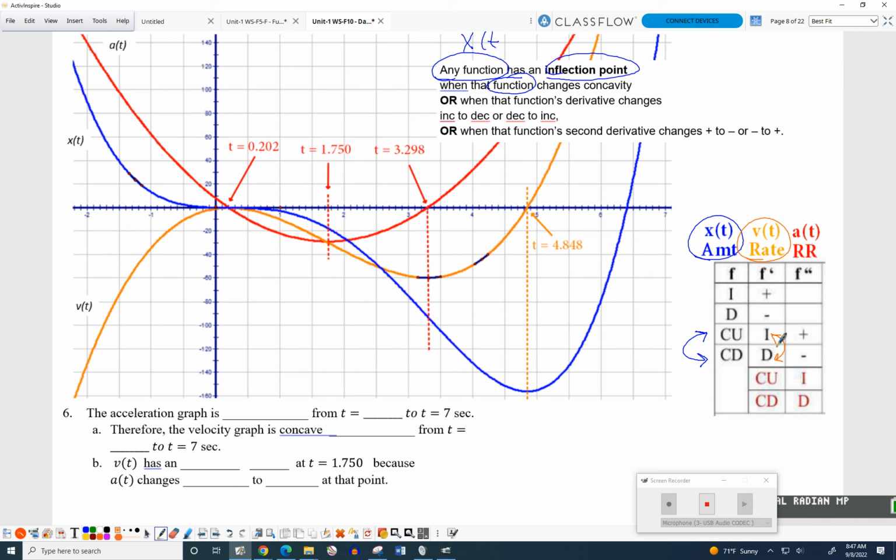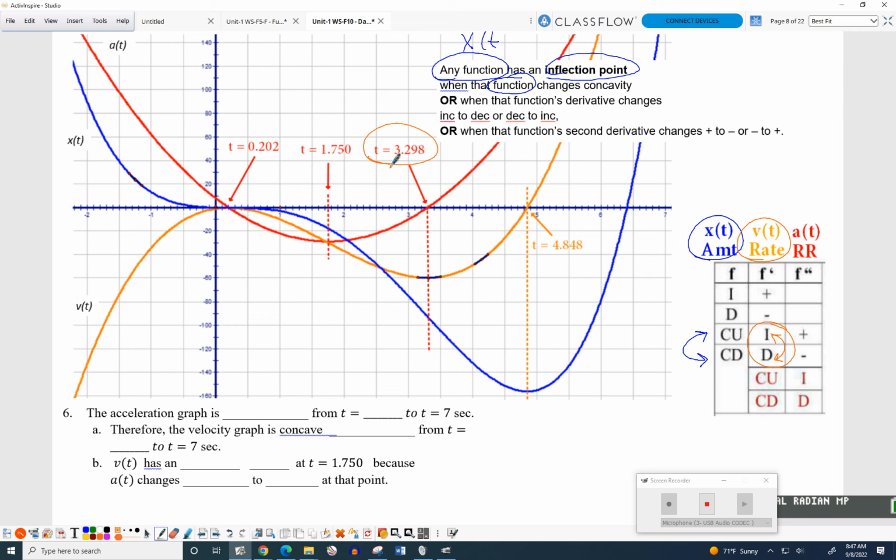So for example, raise your hand if you can tell me, where does the velocity graph change from increase to decrease or vice versa? Hands up. There we go. Let's go, Blake. So right here, raise your hand if you would say that the velocity graph is changing from increase to decrease or vice versa. 2 points, 3 for Blake.